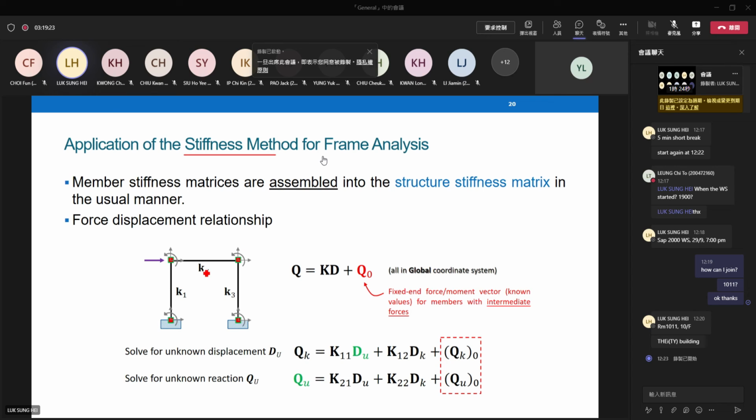Element 1, element 2, element 3, assign the corresponding node, assign degrees of freedom, and then assemble K1, K2, K3 to become big K, find out dk and qk, known force, known displacement. Sometimes you may need to consider some additional effect, fixed end force, temperature change, etc. Then, as usual, use the upper part to solve unknown displacement, and then use the second equation, solve unknown reactions. Very, very systematic approach.